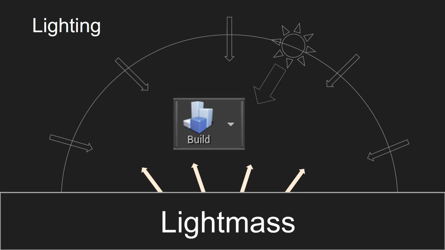Then we've got our light mass. So the light mass is when we will calculate the light bouncing off objects onto others, and we will press that build button. So this is what will take a long time, potentially several hours to calculate. But then we're done and we can roam around without calculating this anymore.